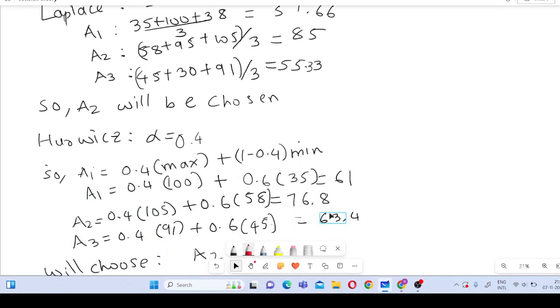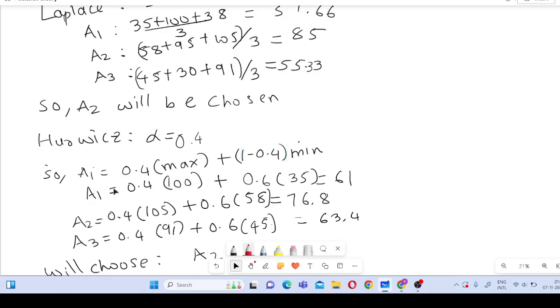What is the Hurwicz criteria? In the Hurwicz criteria, you will be given a probability, alpha. Probability of what? That I am this much sure. For example, 0.4 means that he is 40% sure that he is going to get the maximum profit and 60% sure that he is going to get the minimum profit. So according to his understanding, he will choose the decision.